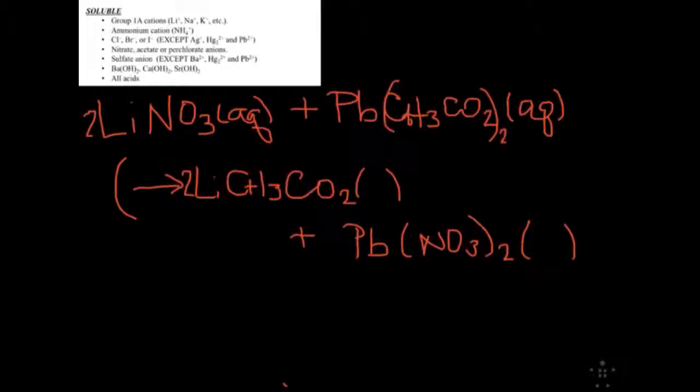If I looked at the solubility chart for this, I'd say that lithium acetate, having both lithium and acetate in it, is going to be soluble. And lead nitrate is also soluble. So there's no reason for these ions to even rearrange at all because they're all just floating around in solution. So if we were to write the net ionic equation, we'd have lithium plus nitrate.